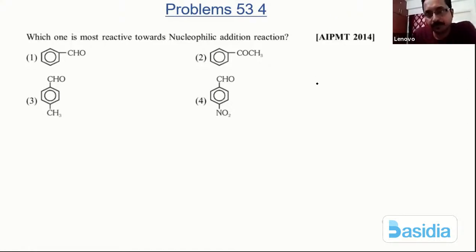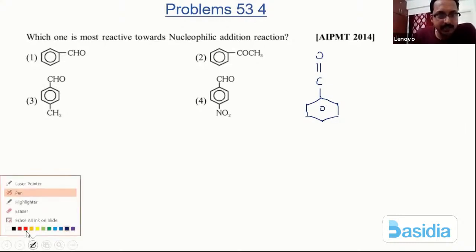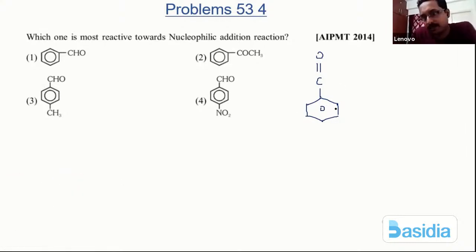Let me say I have a benzene ring over here. Nucleophilic addition is what I'm speaking of. Then you have a carbonyl group over here. Now, when you see that carbonyl group, you clearly understand: C double bond O. Because of the inductive effect, oxygen being more electronegative compared to carbon, oxygen always has a tendency of getting a partial negative charge. This carbon always has a tendency to get a partial positive charge.